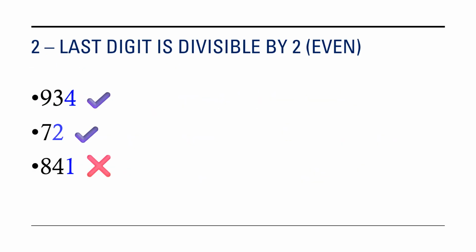For 934, it ends with a 4. That's even. So it is, in fact, divisible by 2. 72 ends with a 2, and that's divisible by 2. That's even. So the whole thing is divisible by 2. 841 ends with a 1. That's an odd number, and therefore the whole thing is not divisible by 2.